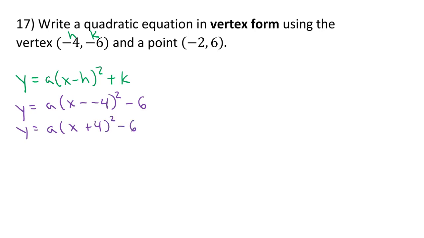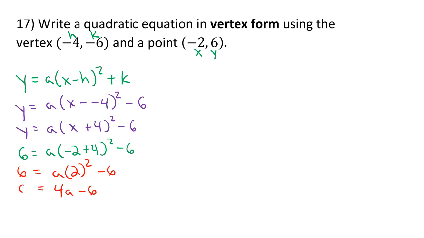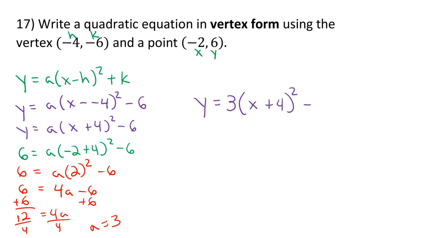Now, we need to solve for a, so we need another point. Our other point has been provided. That's going to be our x and our y. So our y is a 6. Our x is a -2. And so we have -2 plus 4, that's +2. 2 squared is 4, so we have 4a minus 6. We're going to add the 6 over to get a by itself, so we're going to get a 12 equals 4a. And if we divide both sides by 4, we're going to get a equaling a 3. So to write our final answer, y equals 3, parentheses x plus 4 squared minus 6.